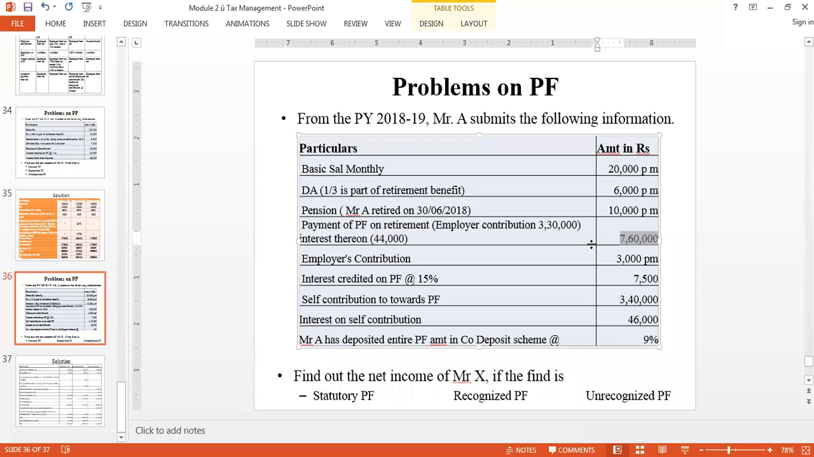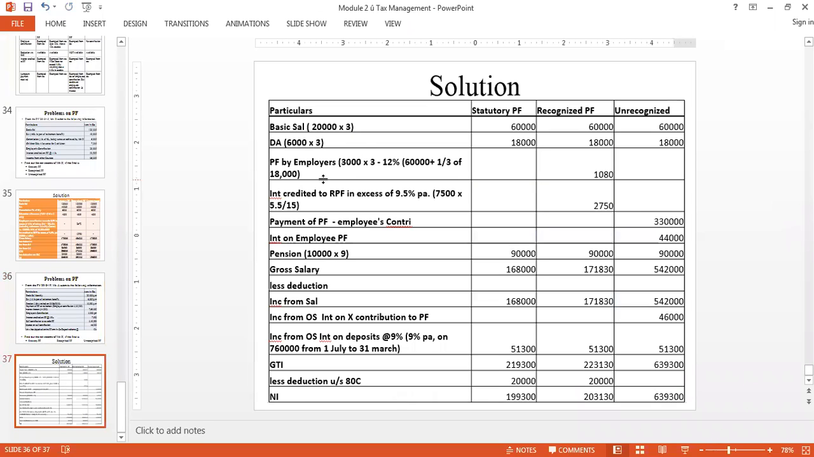Then what about the balance amount? This particular balance amount is contributed by the employee himself towards his provident fund. Now, how this calculation works is what I'm going to explain to you.